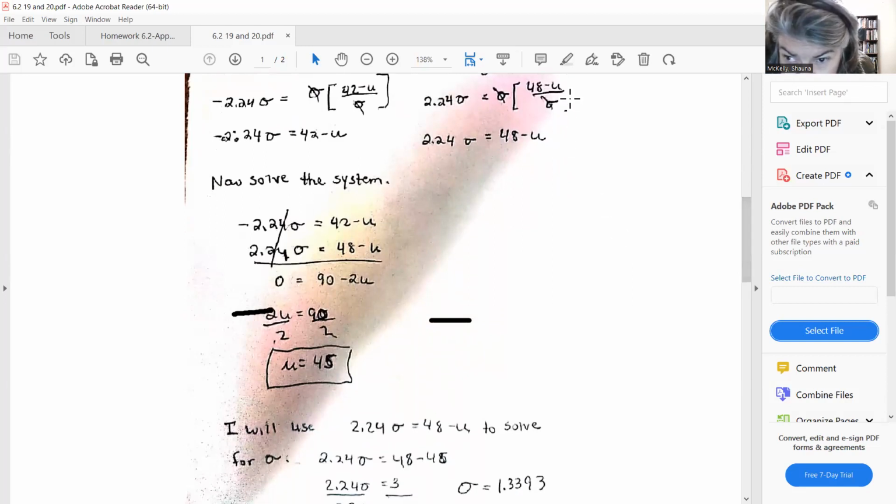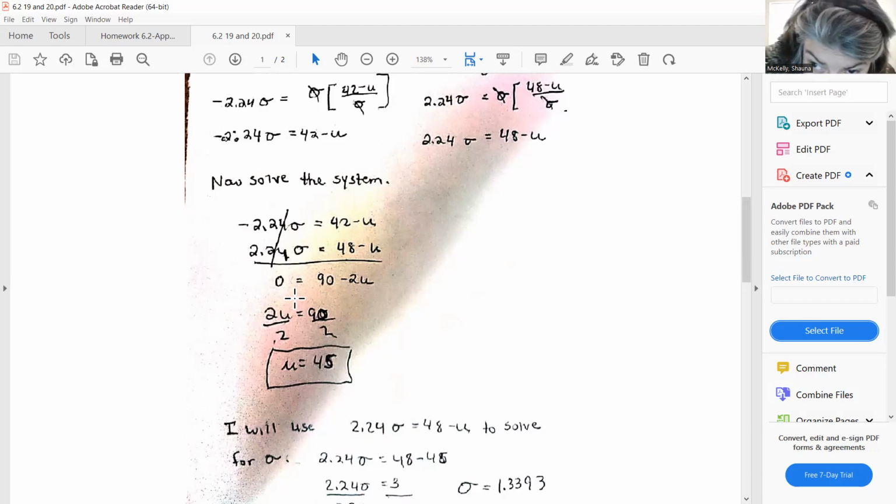And you're like, but wait a minute. I thought we wanted to solve for sigma. We do, but we can't solve for both variables at the same time. So what happens here is I'm eliminating sigma and I'm going to solve for mu. So 0 here is equal to 90, which is 42 plus 48, and then I have minus 2 mu. So if I add 2 mu to both sides, I get 2 mu is equal to 90, and therefore mu is 45.